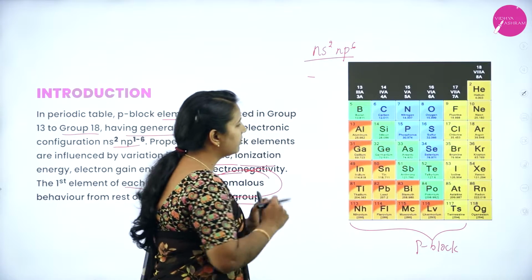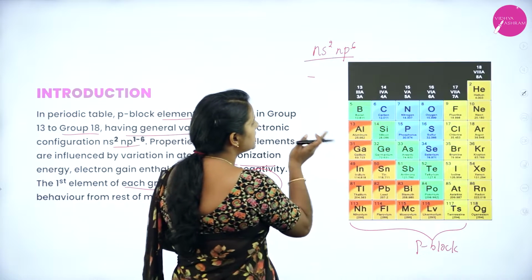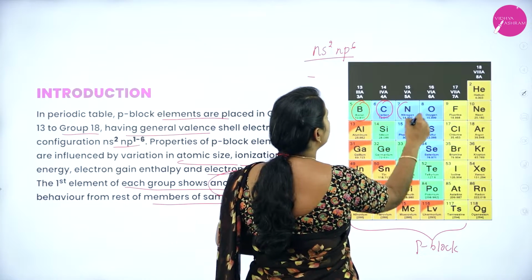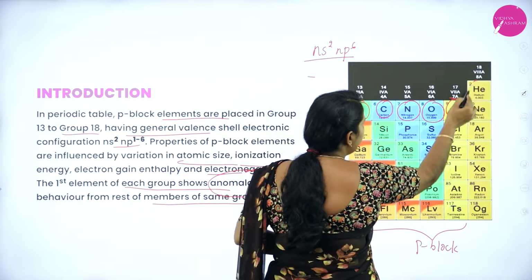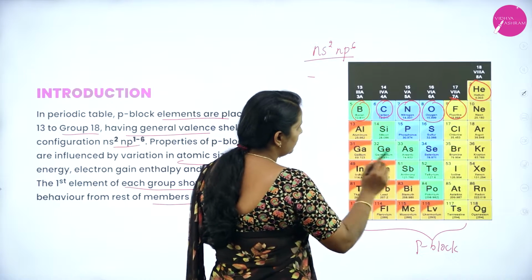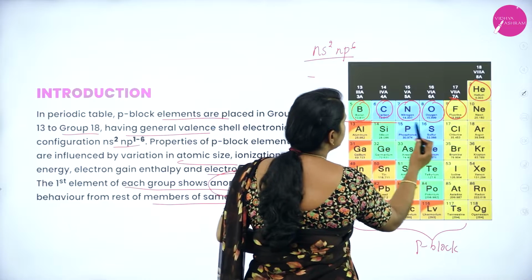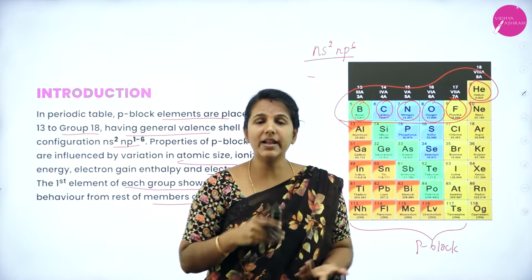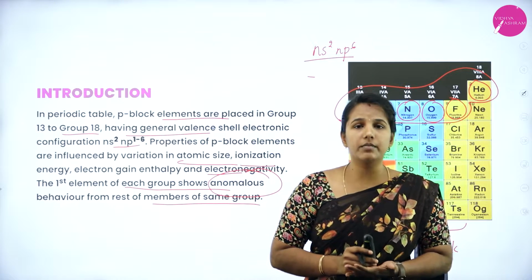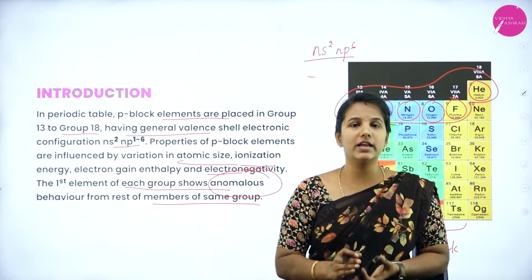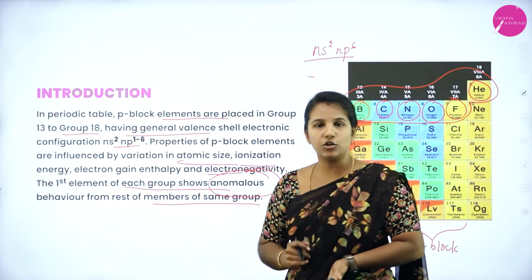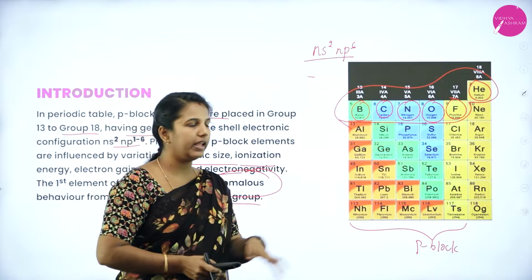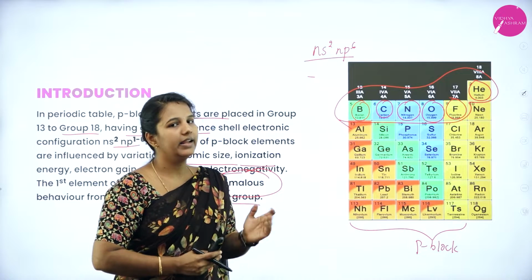You can see that I have placed the first members of the P-block in all the groups: boron, carbon, nitrogen, oxygen, fluorine, even helium. If you say with group 18 also, all these first members look different from the rest of the elements of the same group. Why is it different? What made these elements become different? Along with a few periodic properties such as atomic size, ionization enthalpy, electron gain enthalpy and electronegativity, we are going to discuss in detail in this unit.